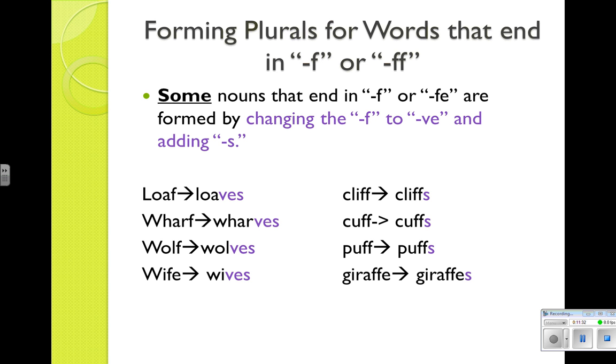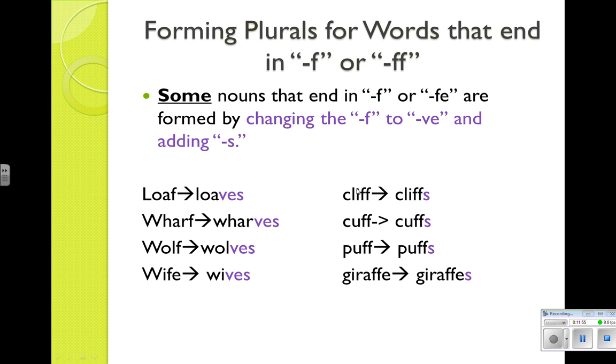Okay, for example, nobody would say wifes. It's hard to say. So wives, we definitely hear the V in that. So here are some other examples. Loaf ends in an F, so we change it to VES, loaves. A wharf, like you go fishing on, turns into wharves. Wolf turns into wolves, and as we said before, wife turns into wives.